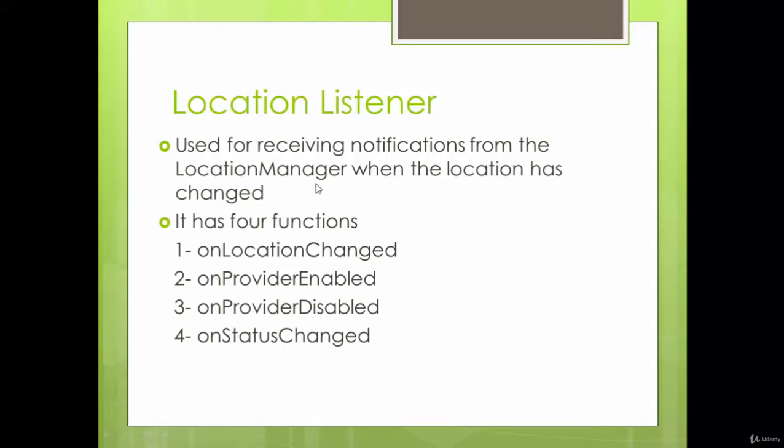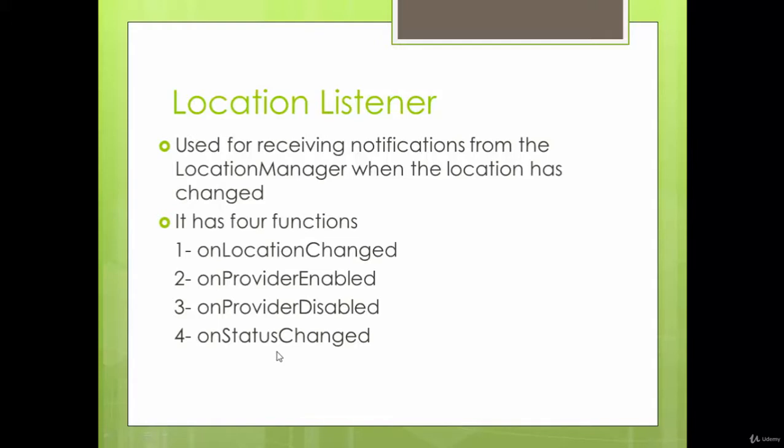This location listener has four functions. The first one is onLocationChanged, and this function is executed by default when the user changes his location. Here, when the user enables or disables his provider, which means if the user switches on the service of the GPS or switches off the service. And here, when the status of the GPS is changed from on to off and vice versa.